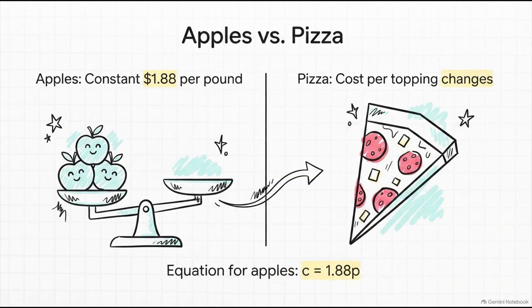But what about the pizza? $11.99 divided by 2 is about $6, but $13.49 divided by 3 is about $4.50. The cost per topping changes, meaning the pizza pricing is definitively not proportional.